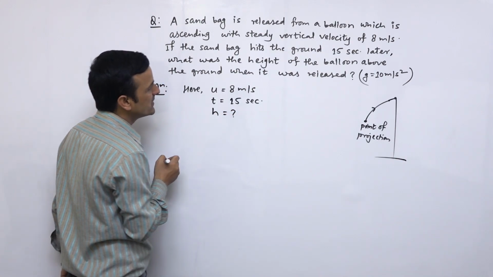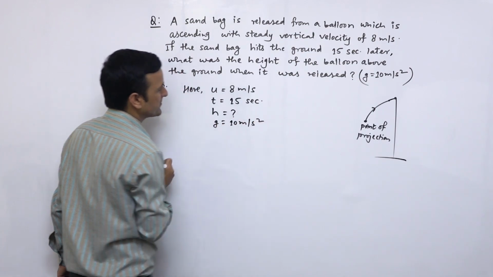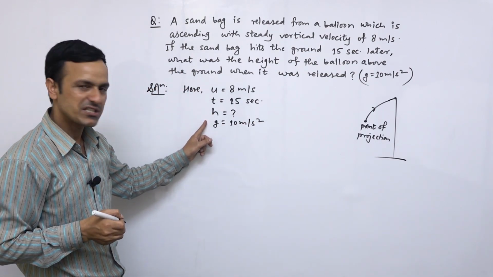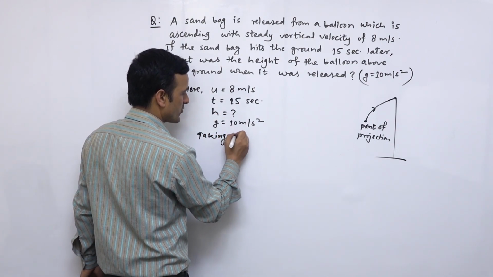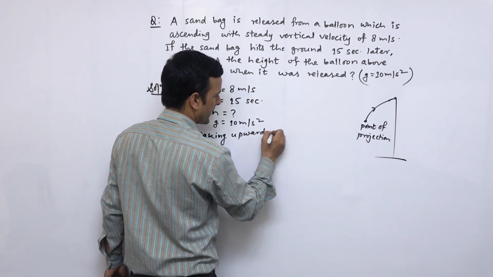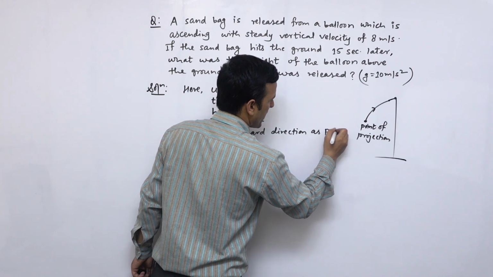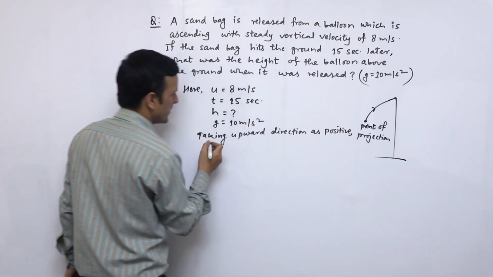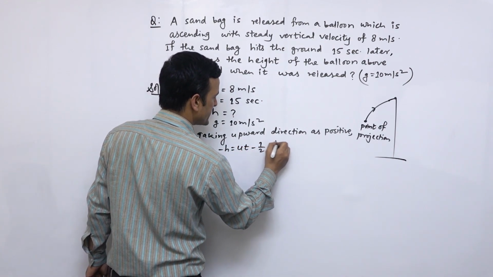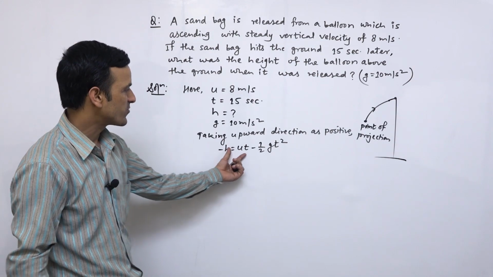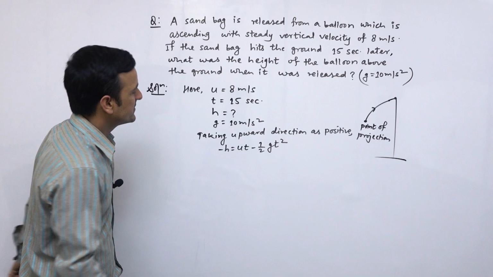h is equal to what, and g is also given, 10 meter per second square. So with the help of this information we can find out the distance h, taking upward direction as positive. So minus h is equal to ut minus half gt square. So this is the formula to find the distance or height.